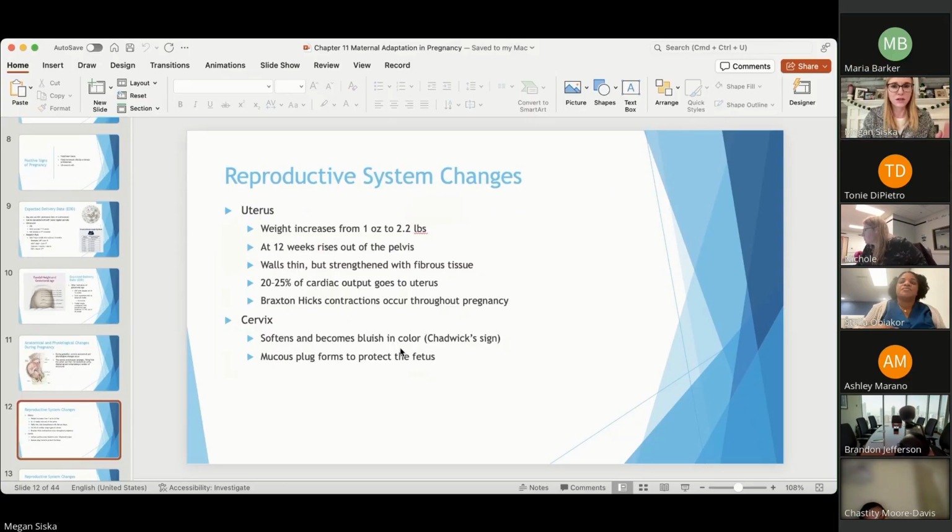Okay, so specifically, what's going on with the uterus? The weight of the uterus increases from 1 ounce to about 2.2 pounds. And then around 12 weeks, it has grown enough that it's now outside of the pelvis. So it's outside of the bone, the top of it, the fundus. And so that's why you can do that fundal measurement with your tape and you can kind of feel the top of the uterus. The walls of the uterus do thin, but they actually are stronger because they have this fibrous tissue. So they may be thinner, but they're stronger.